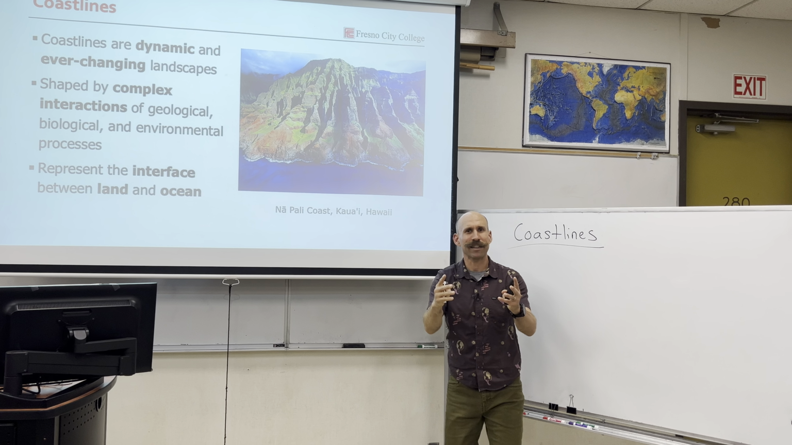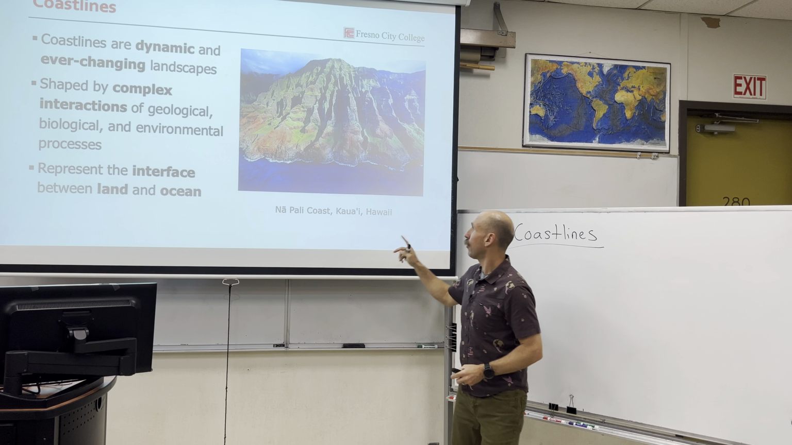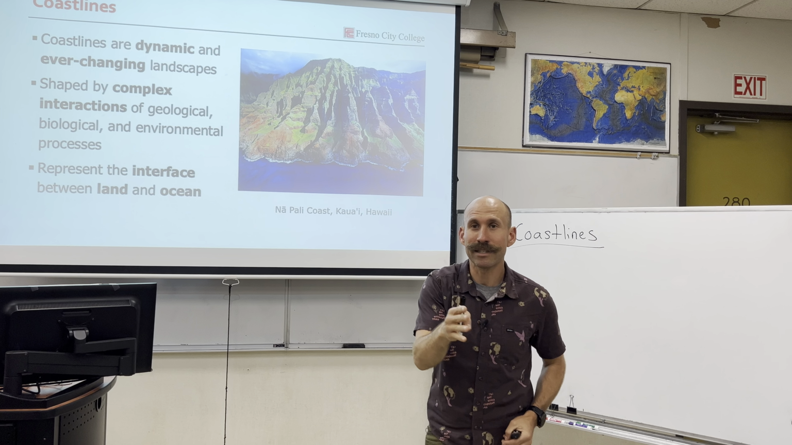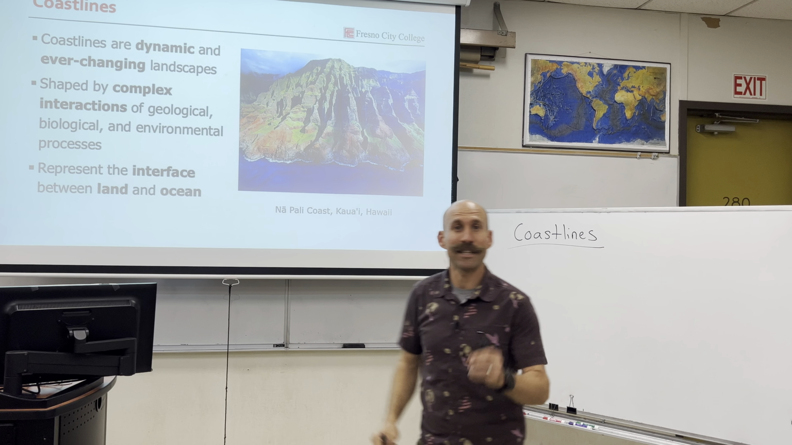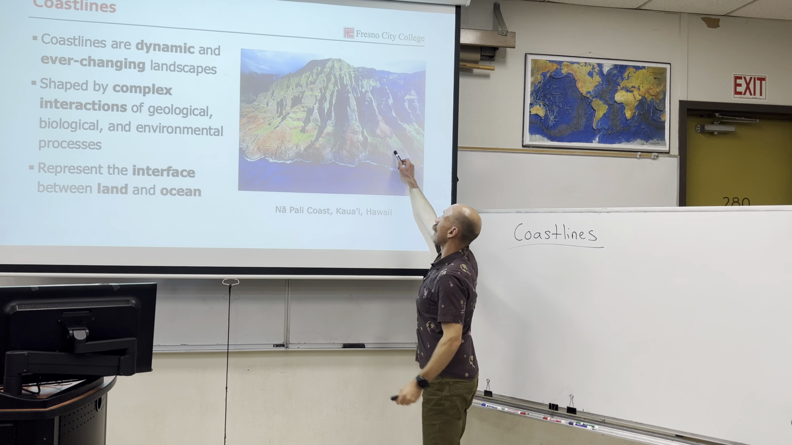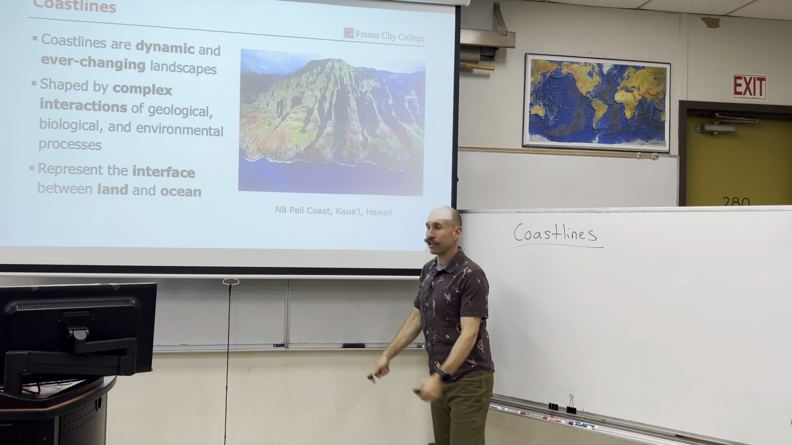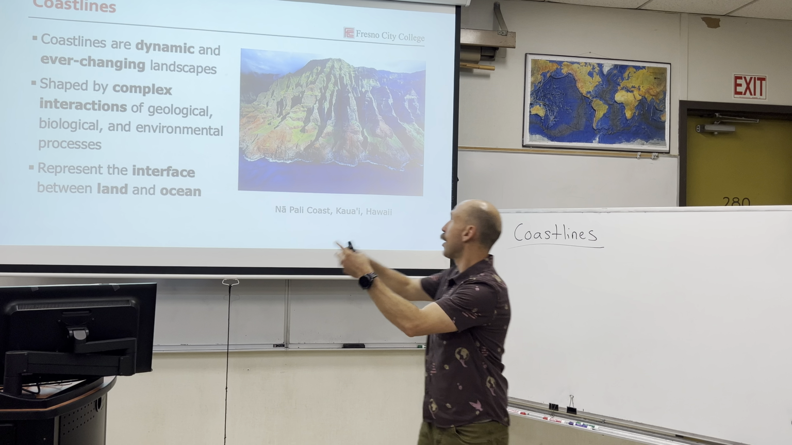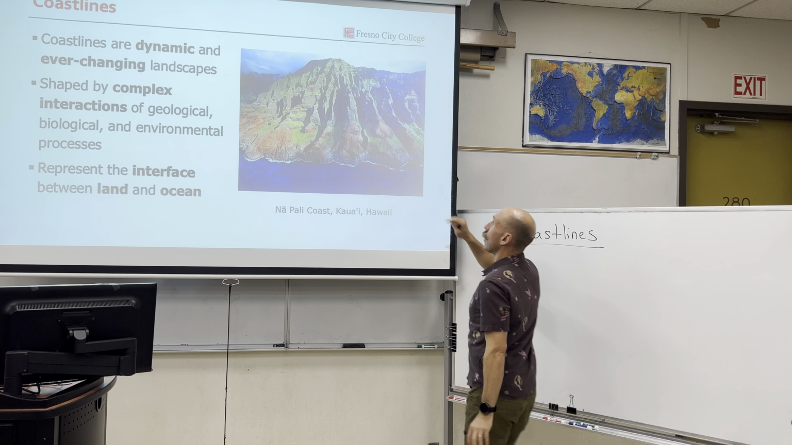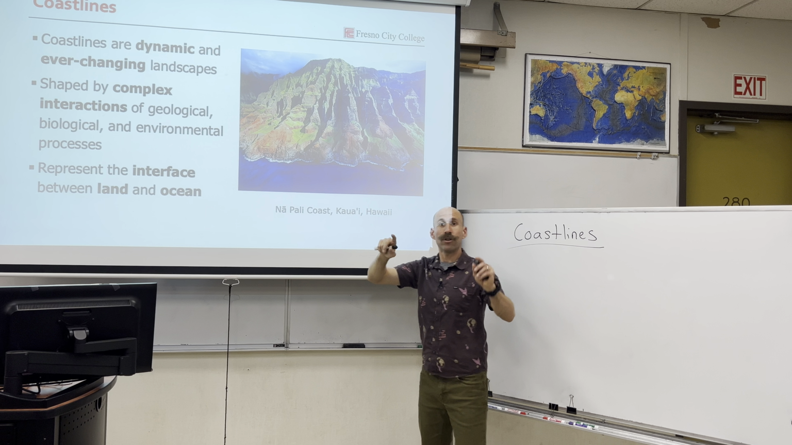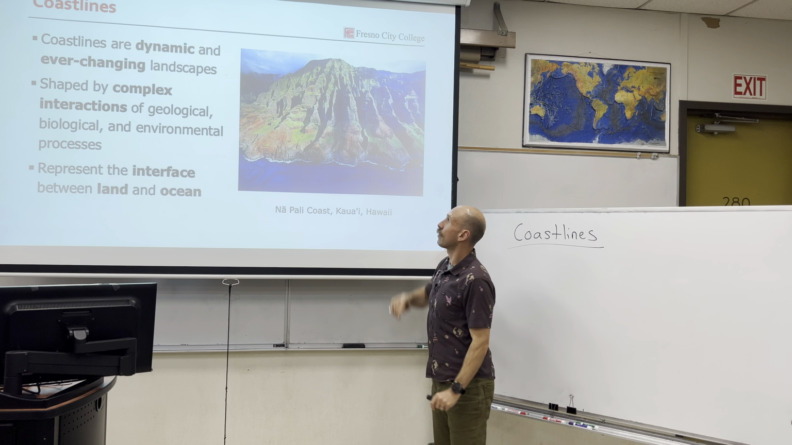But what exactly is the coastline? Well, the coastline is where the oceans meet the land. It is the interface between land and sea. And there are complex interactions amongst the geology, the biology, the environmental processes that are occurring at this interface that are unique to coastal environments.